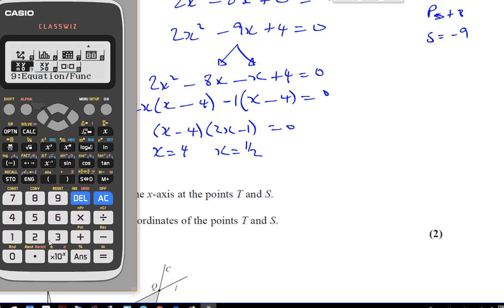It's 9. Okay, 9. And then you've got a polynomial equation here. Okay, it's a degree 2, it's a quadratic. And we just put the value of a, b, and c.